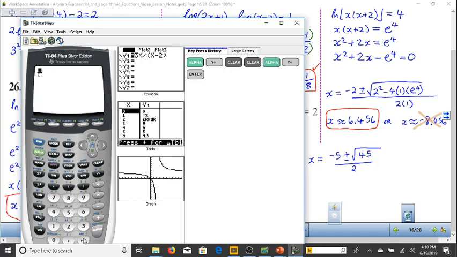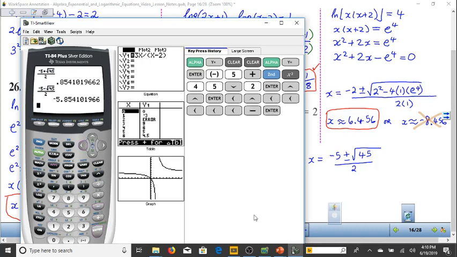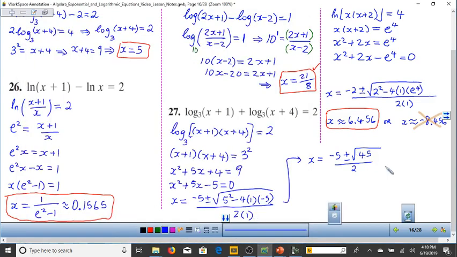So we have negative 5 plus square root 45, that divided by 2. And that gives us 0.8541, sorry. And if I do the same thing with the minus, I get a negative 5.854.